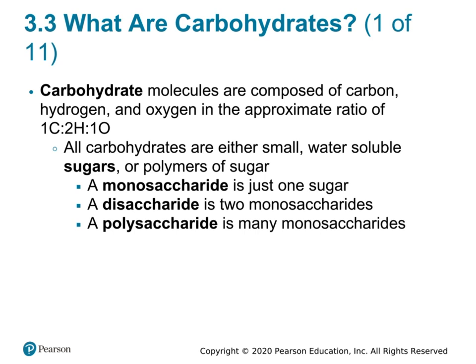But we're going to start with carbohydrates. We're going to take a closer look at what exactly we mean when we say carbohydrate or carb. All carbohydrates are either small water-soluble sugars or much larger insoluble polymers of sugar. We've already looked at the three types of carbohydrates. You have monosaccharides, which are simple sugars, disaccharides, which are two monosaccharides linked together, a polysaccharide, which is many monosaccharides linked together, and these are just a couple of the different types.